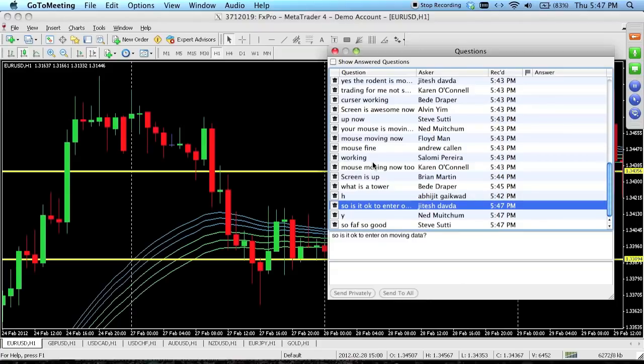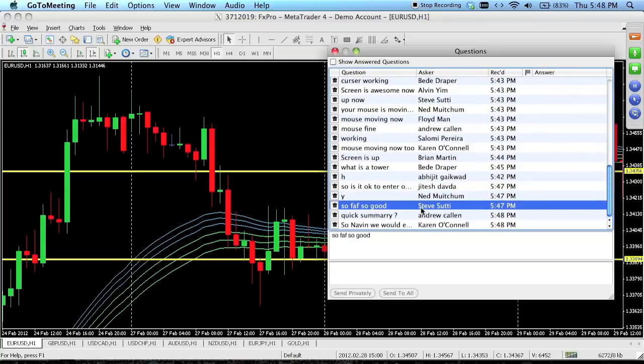Jitesh is asking, so is it okay to enter on moving data? Yes, you will be entering on moving data on this one, but you guys are using a closed candle to determine where you're going to enter. Okay? So you guys will already be placing your entry orders before the next candle even opens, or when the next candle opens.